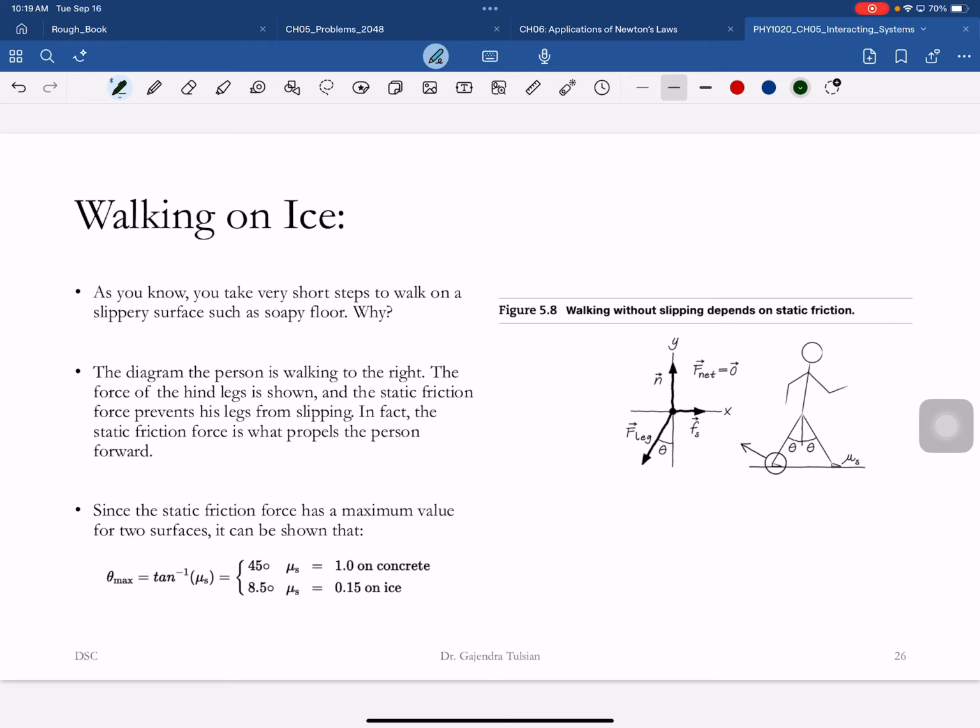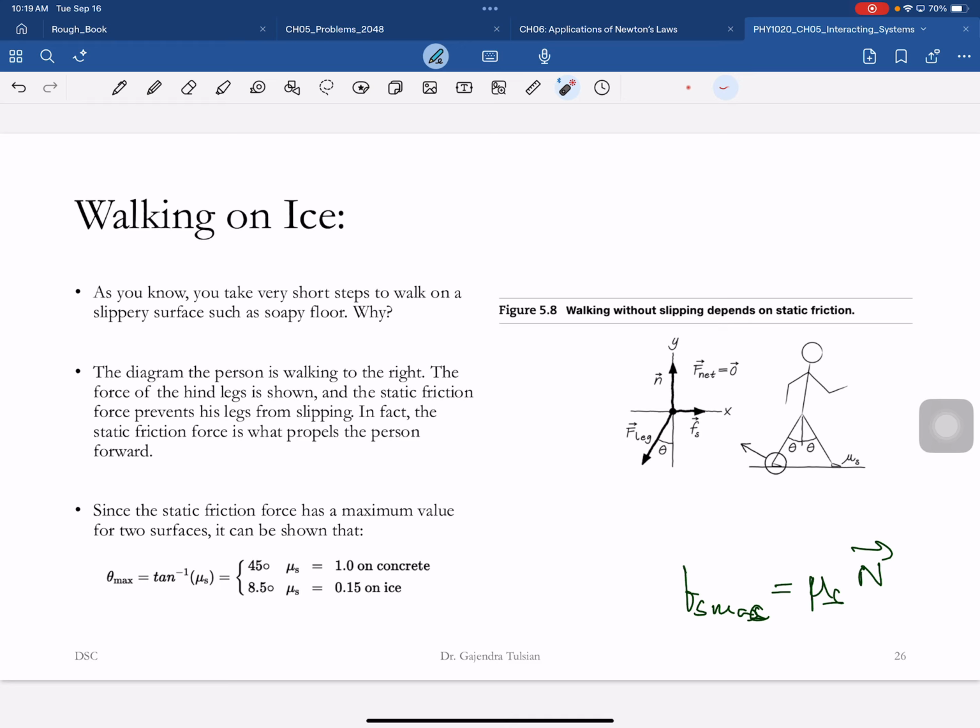Okay, so the reason you take small steps is the following. An icy floor can only provide you a small maximum friction force. That is because the maximum static friction force, f_s max, is mu s times the normal force. And on an icy floor, this is small. This stickiness is small. This number is small. So it can provide you a very small maximum static friction force.